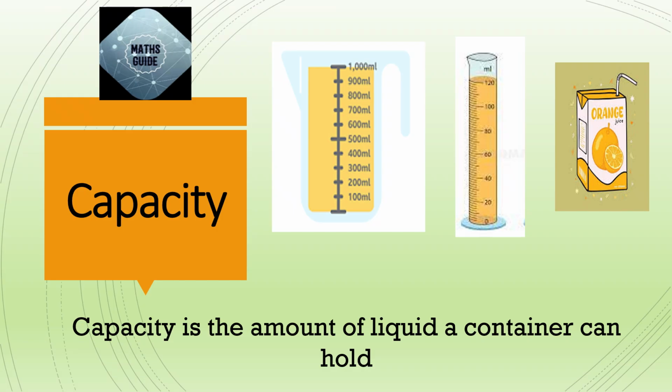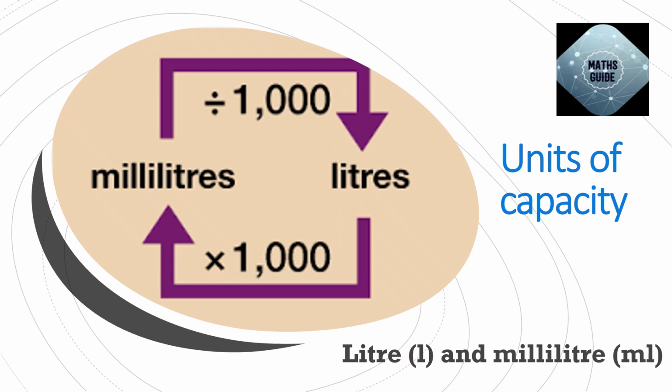Look at this jug. The capacity of this jug is 1000 milliliters, and the amount of liquid in this test tube is 120 milliliters. Capacity is measured using liters and milliliters. These are the standard units used worldwide. Milliliter is the smallest commonly used unit, used for medicine, small bottles, droplets. And liter is a bigger unit used for water bottles, milk packs, soft drinks.